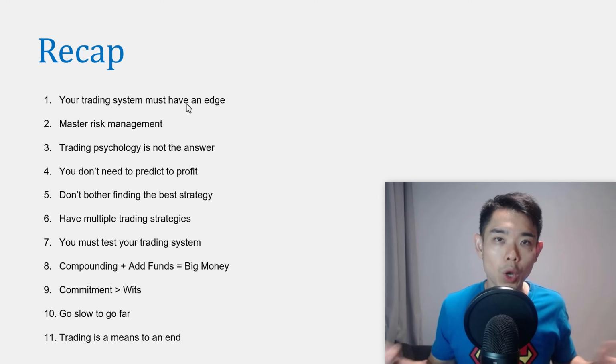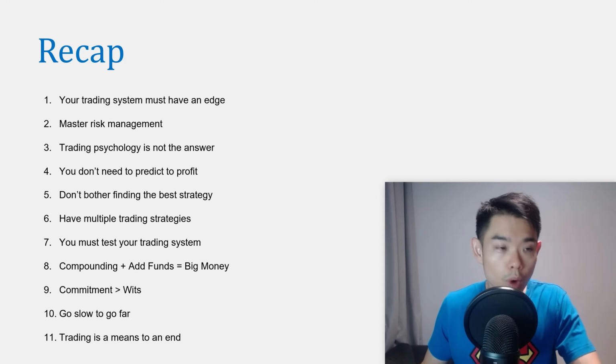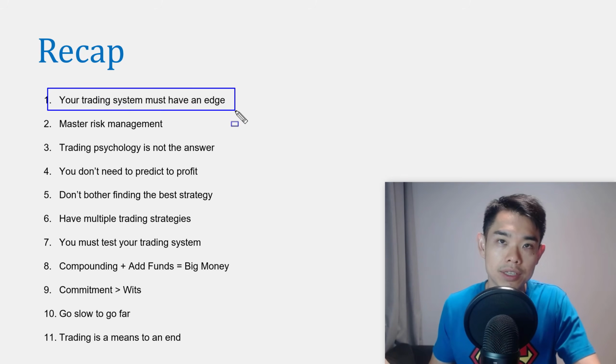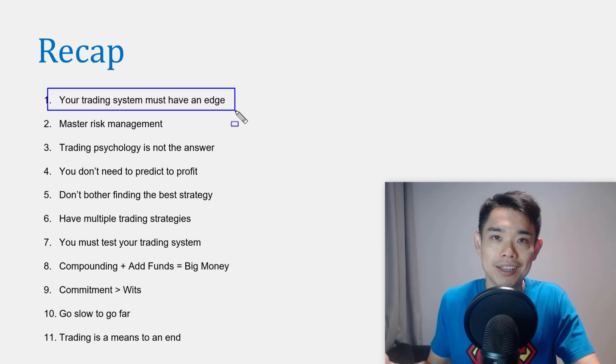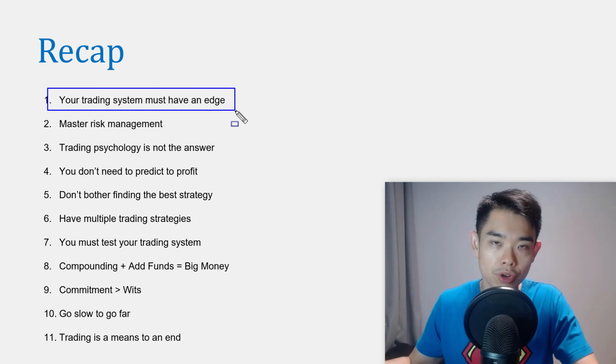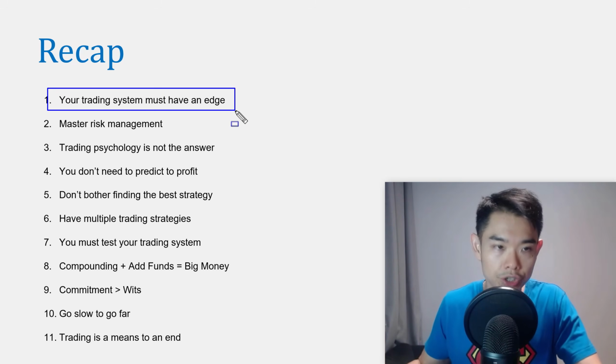Now, let's do a quick recap. Number 1, your trading system must have an edge in the markets, because without an edge, nothing else matters. You can have the best risk management, the best trading psychology, and guess what? You still will not be a profitable trader. That's how important it is to have an edge.